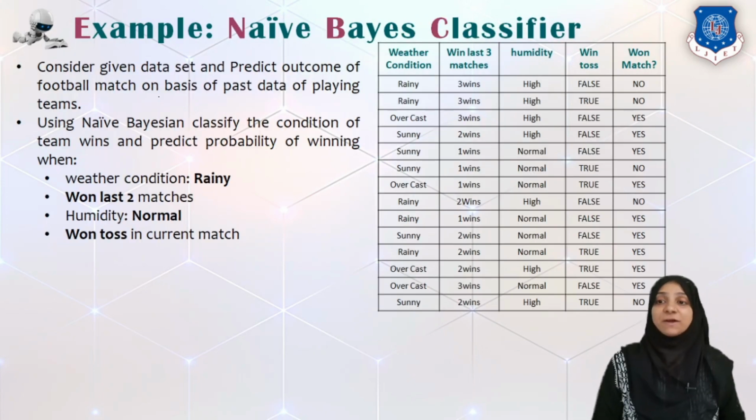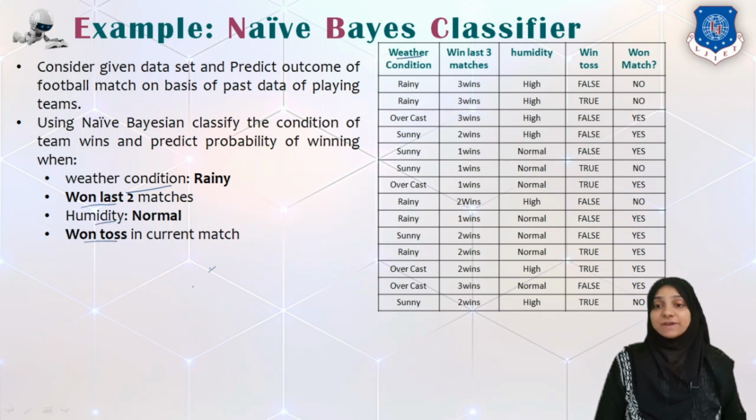Let us consider one example. This data set is predicting the outcome of a match, predicting variable value whether the match is going to be won or lost based on past data of, say, playing teams. Now this team data is calculated based upon 4 attributes. These attributes are weather condition, last 3 matches, humidity and toss.